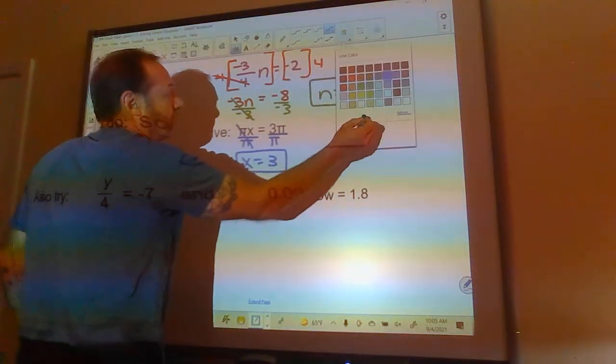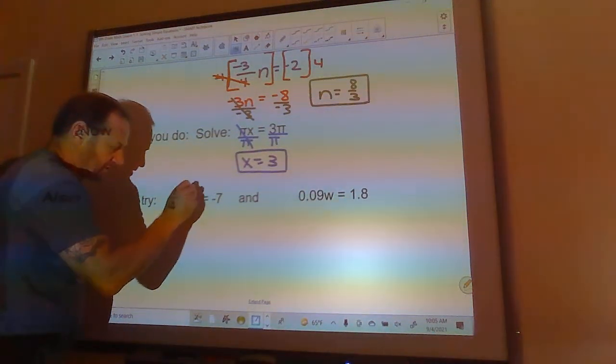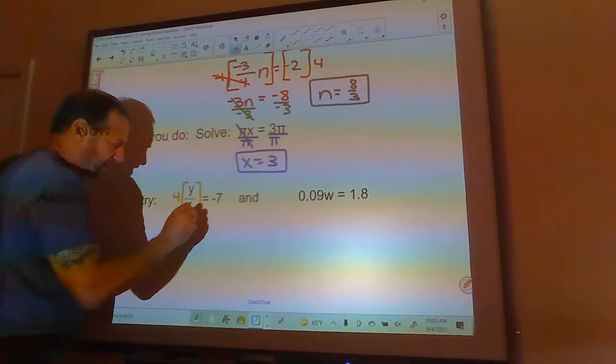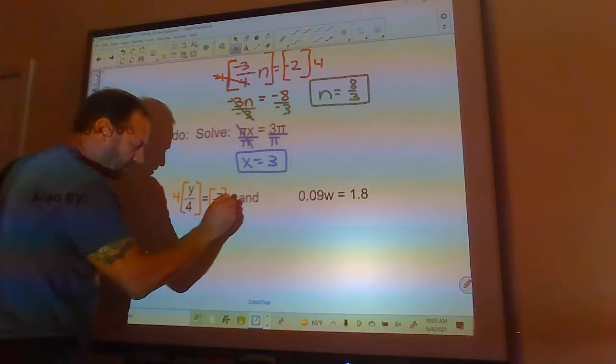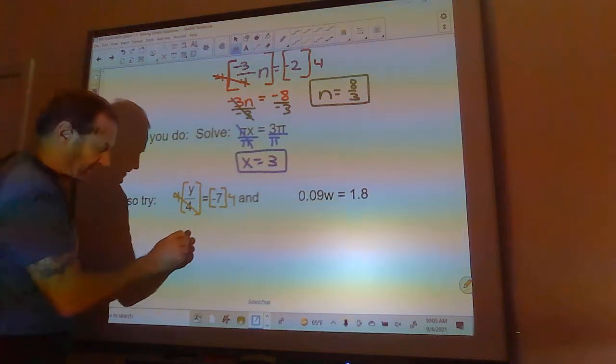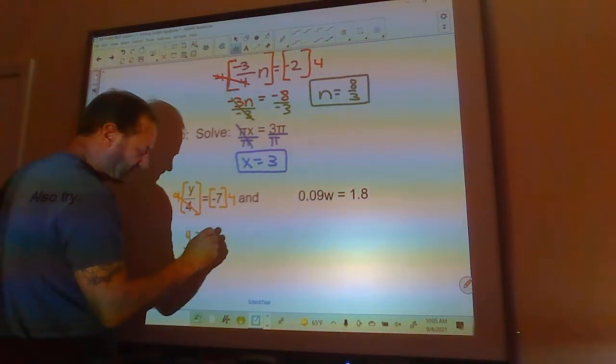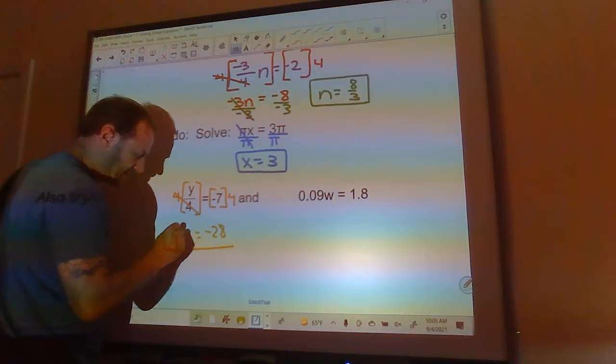Okay, so this is an easy one. Let's do this one first. Okay, so we're going to multiply both sides by 4. And that's going to cancel out that 4 right there. And I'm going to be left with y, which is what I wanted. And then negative 7 times 4 is just negative 28.